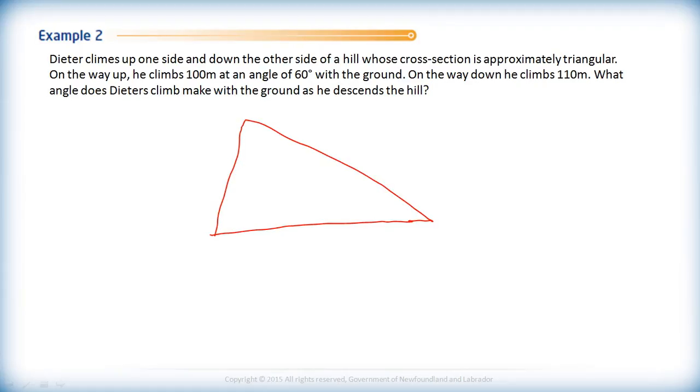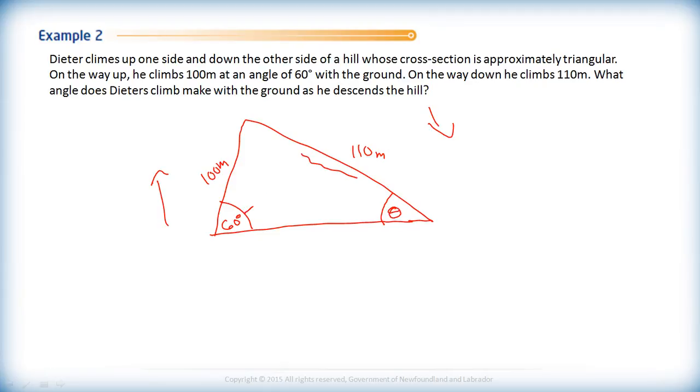So he climbs up at an angle of 60 degrees. So we can call this 60 degrees right here. Dieter's going to go up this side of the hill and he's going to go down on this side of the hill over here. On the way up he climbs 100 meters, so this one's 100 meters. It says on the way down he climbs 110 meters. So what angle does Dieter's climb make with the ground as he descends the hill? As he's going down this way, what angle does his climb make with the ground? I guess we can call that angle theta.